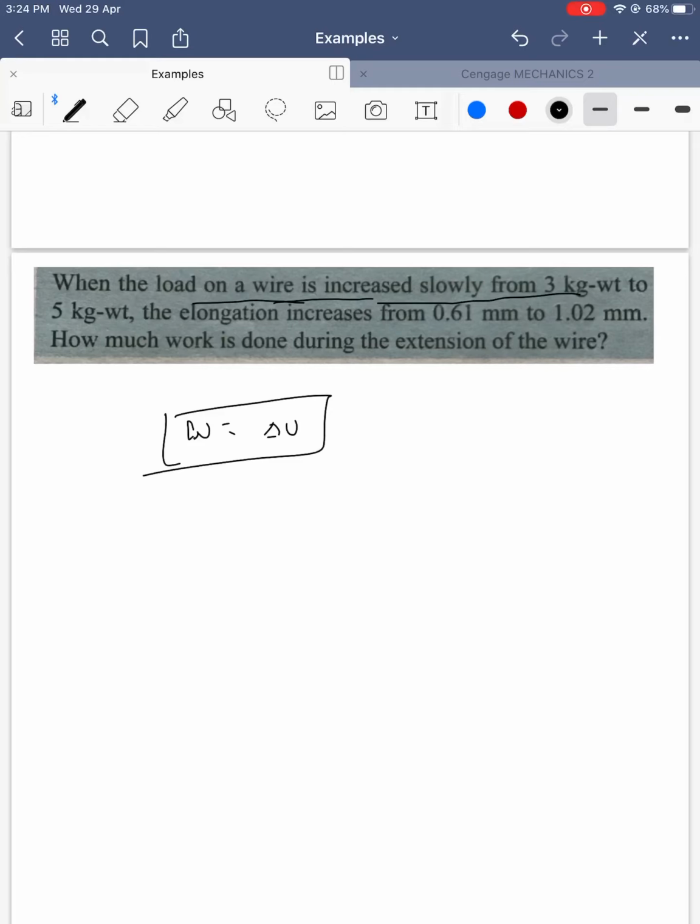Work done is nothing but change in potential energy. What is the potential energy initially? Half k x square. There is no Young's modulus term, and the force is given, so we can write it as half F into e. How much force is initially given?